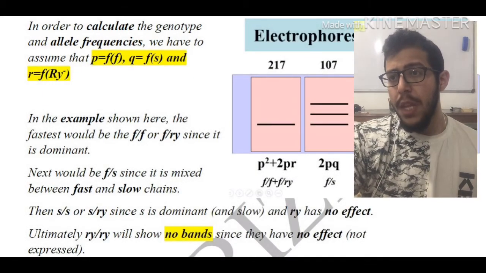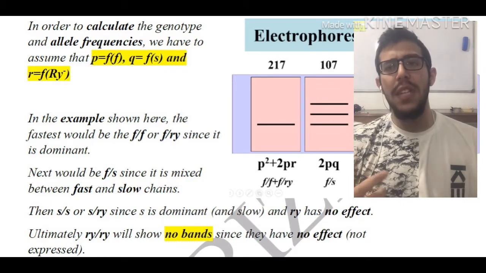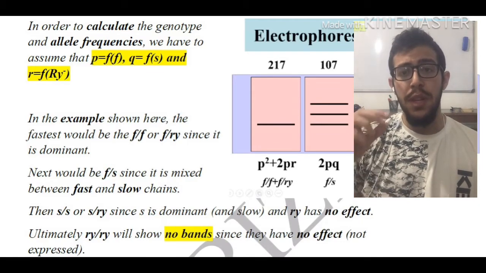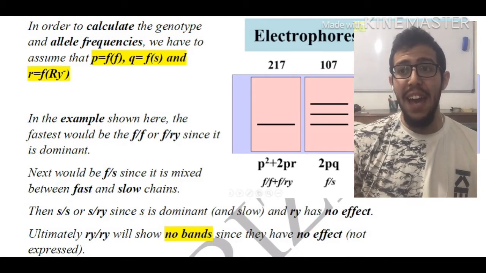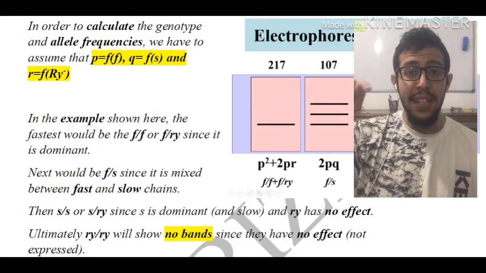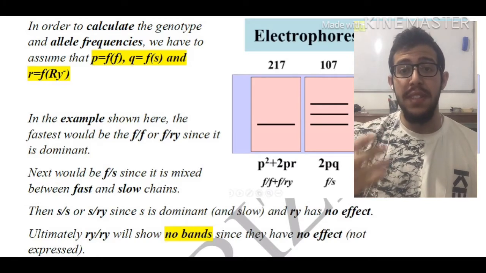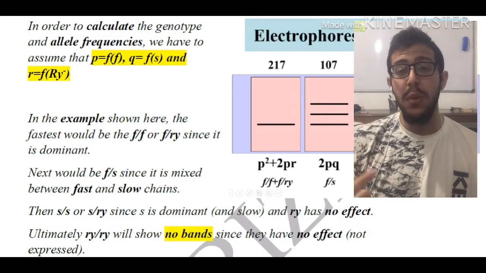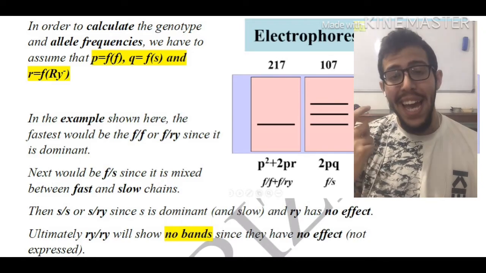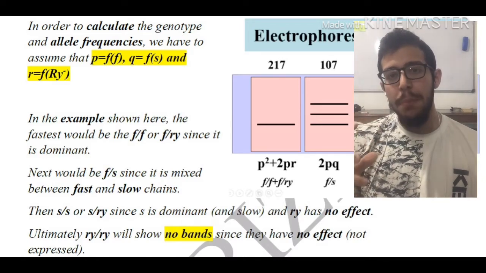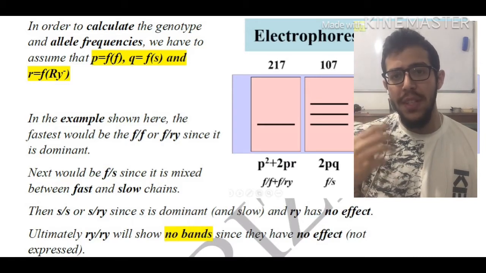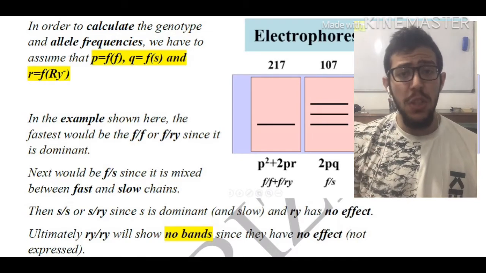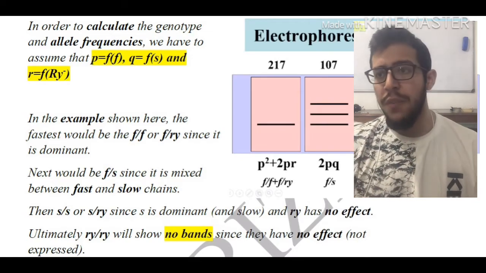Now, moving on, in order to calculate the genotype and the allele frequencies, we have to simply assume that P is equal to the frequency of F, Q is going to be representing the frequency of the S chain, and R is going to be representing the frequency of the RY allele. This is very important because now all we have to do is assume the Hardy-Weinberg law, and we can then use the P squared plus 2PQ plus Q squared formula in order to get all our values.